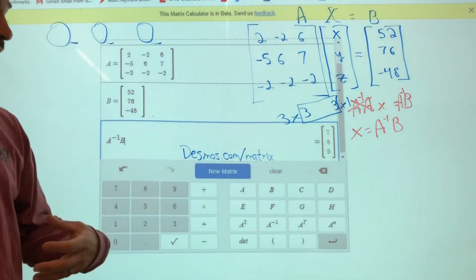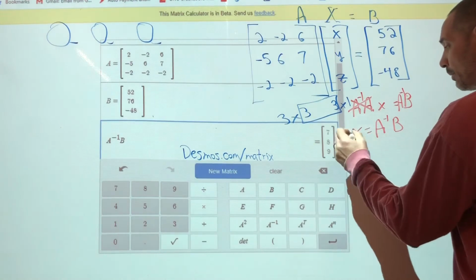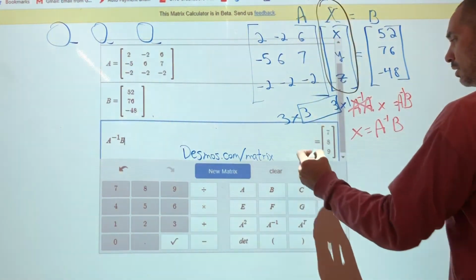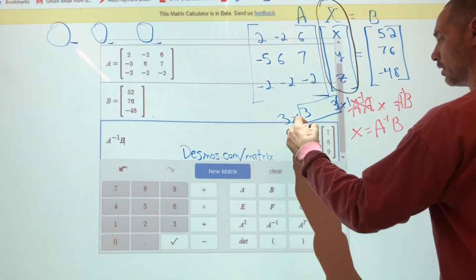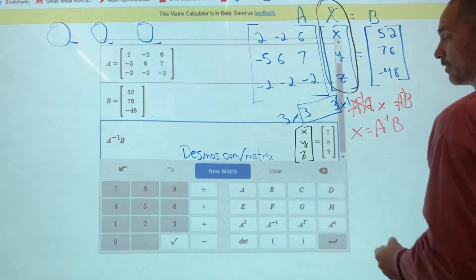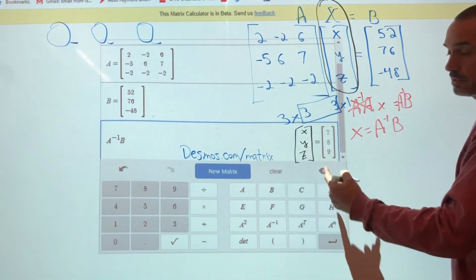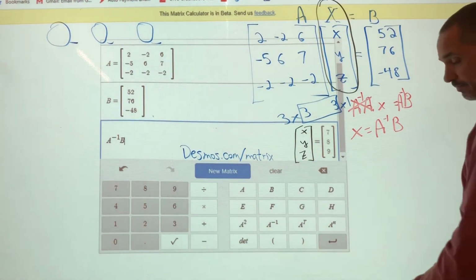And what that means is that my variable matrix, x, y, z, this matrix is equal to 7, 8, 9, which means x is 7, y is 8, z is equal to 9. And that's how you would solve this equation.